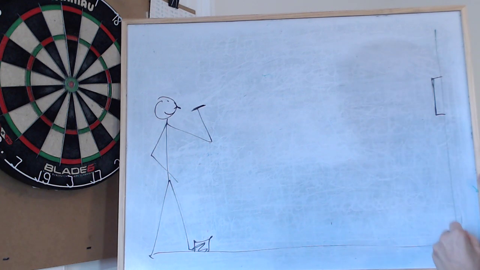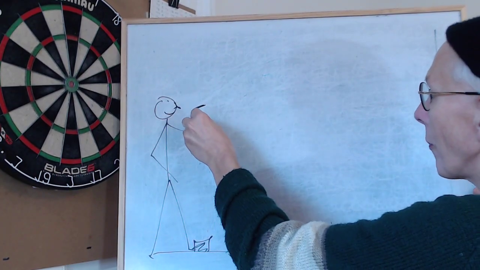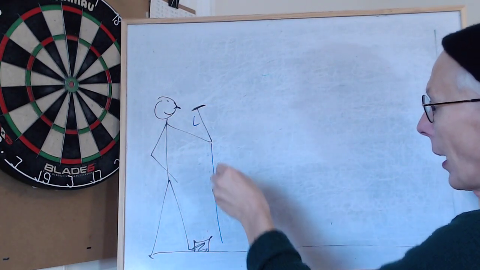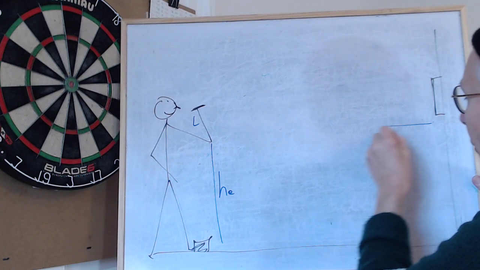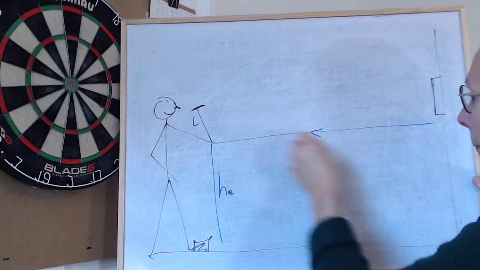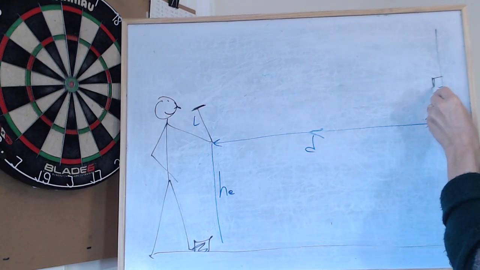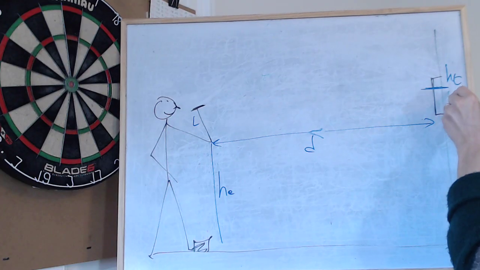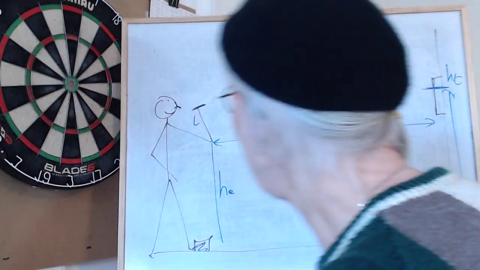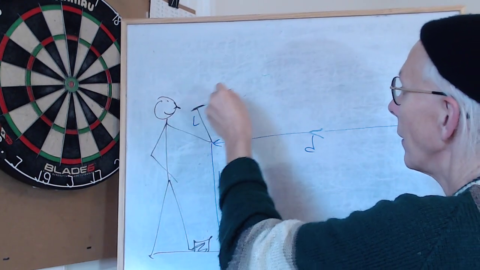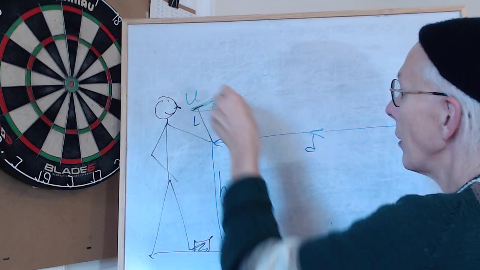There's the dartboard. And we defined lots of things, didn't we? We talked about the length of the forearm. We talked about the height of the elbow above the ground. We talked about the distance of the elbow from the board. Okay. We talked about the height of the target, and that's going to be very important for us, the height of the target. And then the angle of release of the dart here, okay? And also the speed of release.